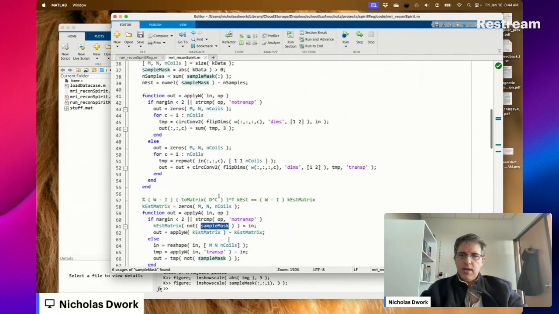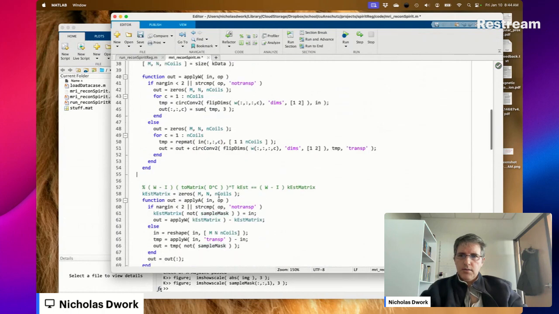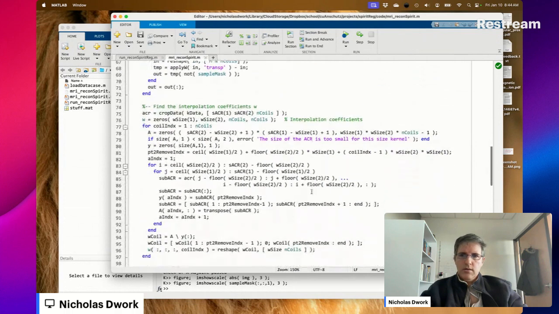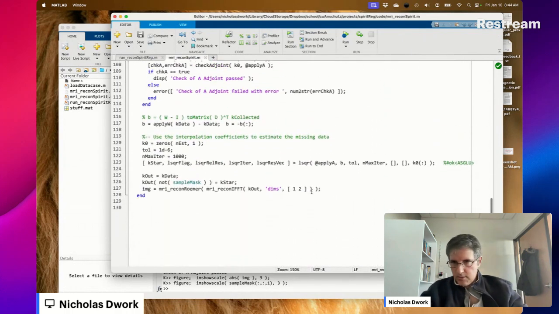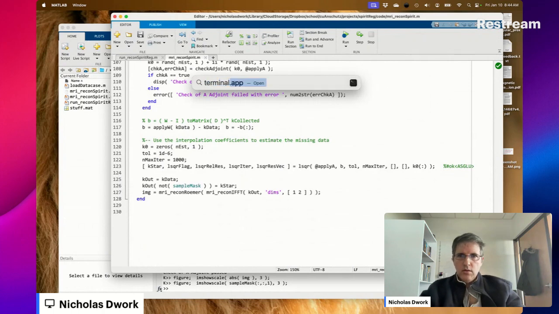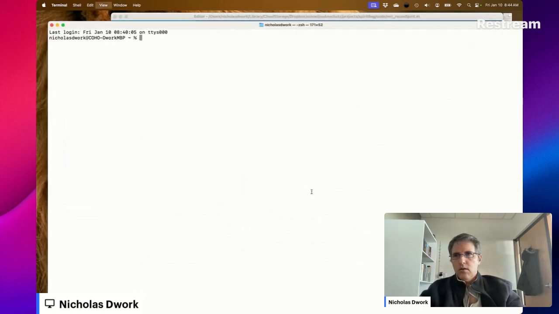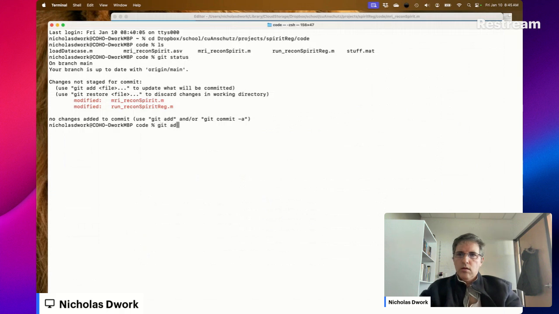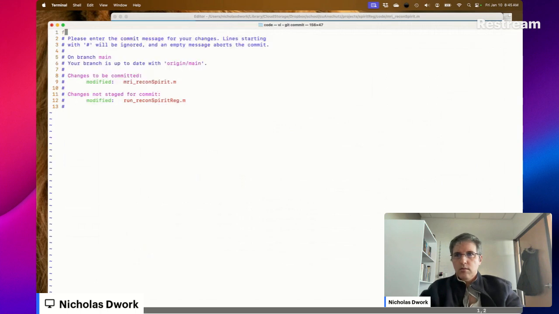Sample mask gets used in apply A. Is that where it was created before? Yeah. Okay. I have no idea how it worked before. Fixed a major bug in where B was getting set incorrectly.